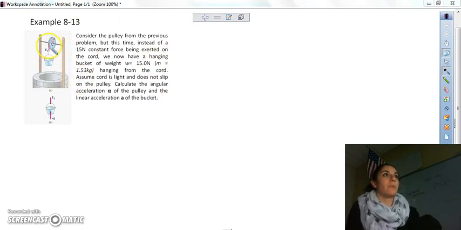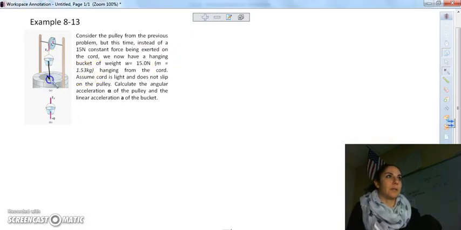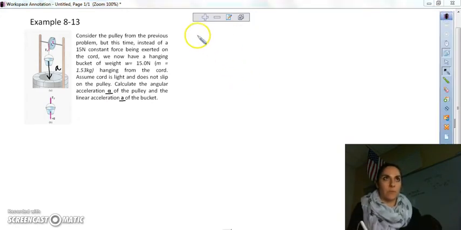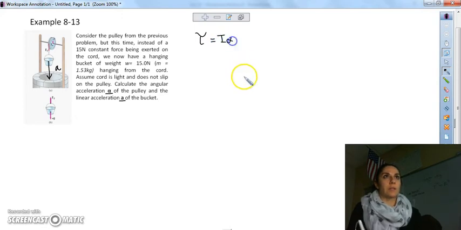And we're looking at this problem where we have the bucket and now it's going to accelerate. So the biggest thing is the tension that we got earlier is not the same as the weight of the bucket like we claimed earlier, because now this thing is going to accelerate downward like this. The question is asking for A, both angular A and linear A. So if we were going to use our previous definition relating torque and moment of inertia, it would be I alpha like this.